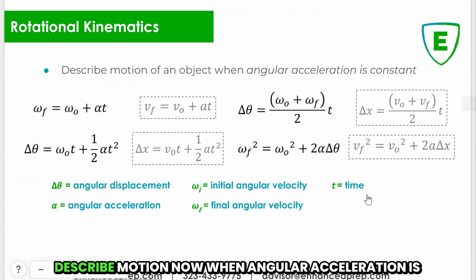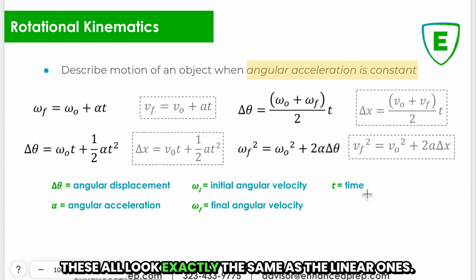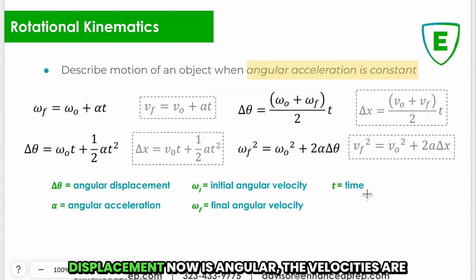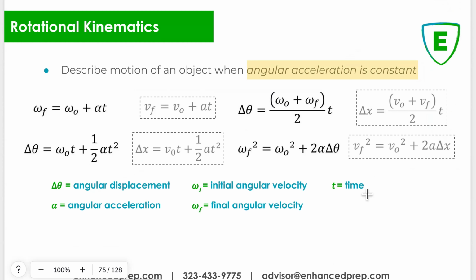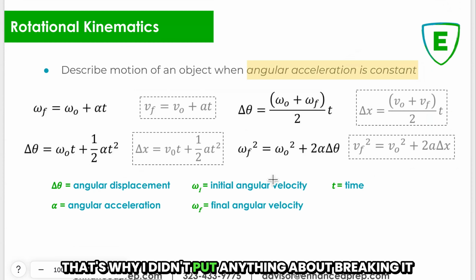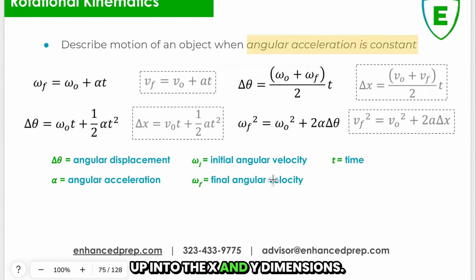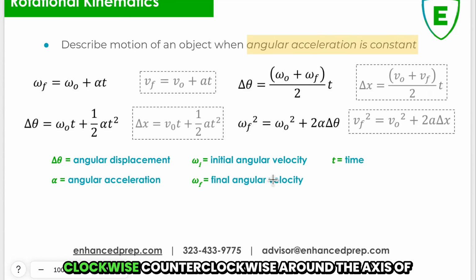Kinematic equations describe motion when angular acceleration is constant. These all look exactly the same as the linear ones. Displacement is now angular, the velocities are angular, the acceleration's angular, but nothing has changed. For our purposes, typically you're always rotating in a plane. That's why I didn't put anything about breaking it up into the x and y dimensions. There really isn't a y dimension here. We just have to think about positive, negative, clockwise, counterclockwise around the axis of rotation.